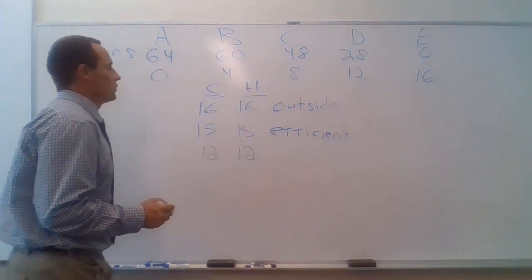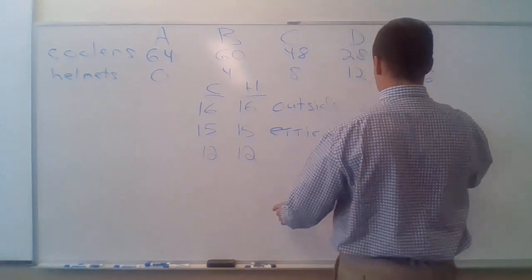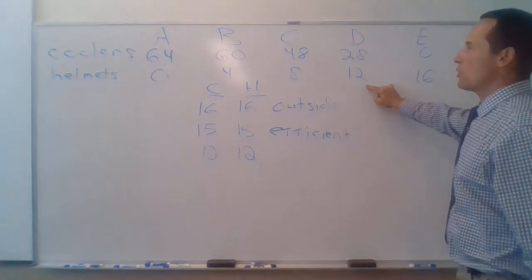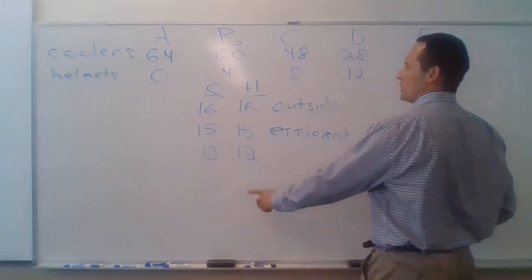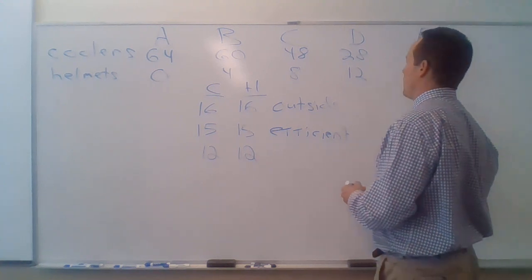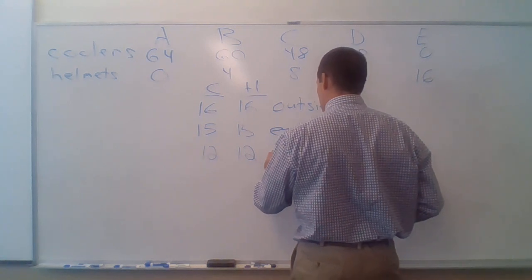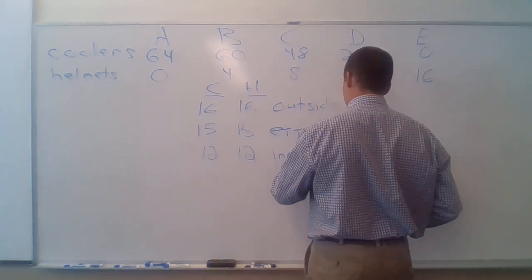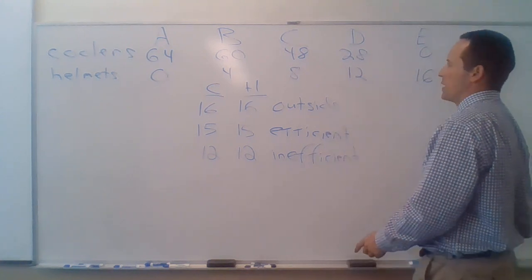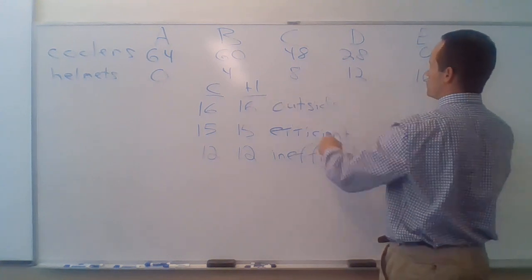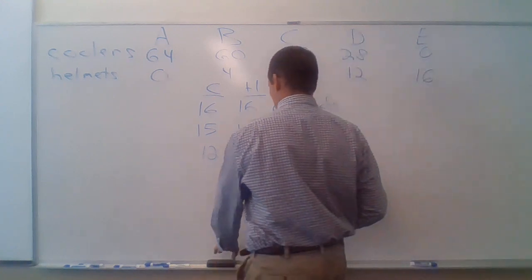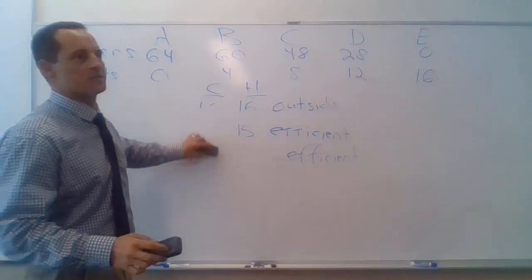All right, let's consider 12 and 12. Well, I see 12 helmets right here. When we make 12 helmets, we're expected to make 28 coolers, not 12. So if we are inadequate, we describe it as inefficient. We know we are inefficient when something's missing. When we make 12 helmets, we should have 28 coolers, not only 12 coolers. Okay, we keep on going with the examples.